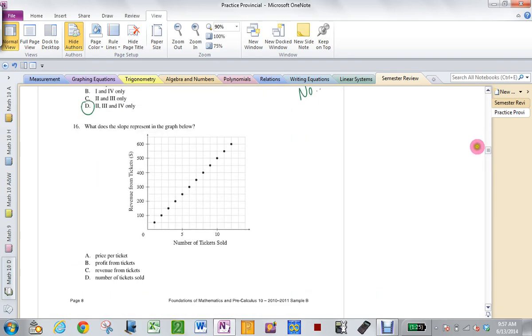16. Which slope? What does the slope represent of the graph below? Well, when you look at 16, you see that if you sell, for example, 5 tickets, you have received $250. So it's $250 over 5. $250 for 5 tickets. Break that down. That's $50 for 1 ticket. Which of these is that? Price per ticket.